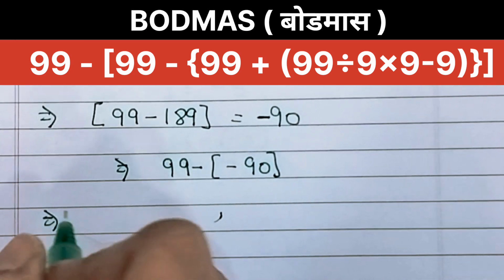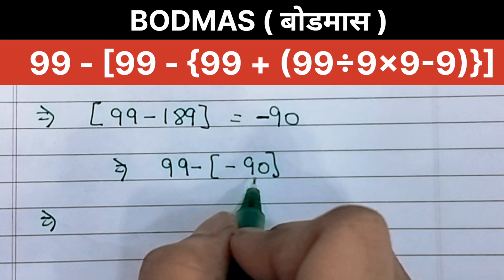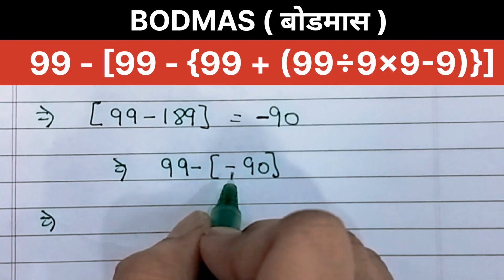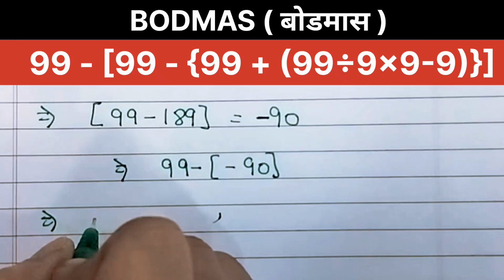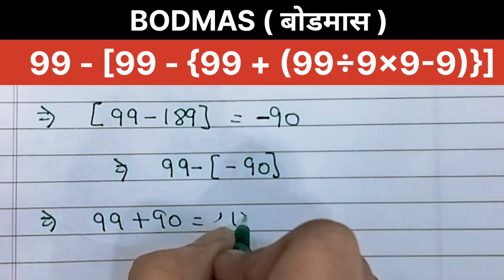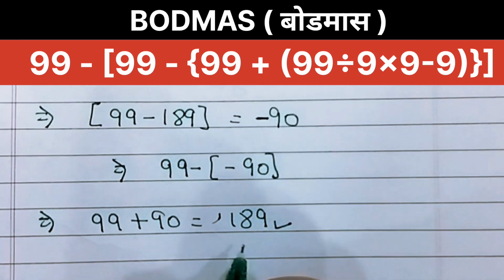Now step 4, final subtraction. So when you subtract a negative number, it becomes addition. Like negative times negative, it becomes addition. So 99 plus 90 is equal to 189. So 189 is the final answer.